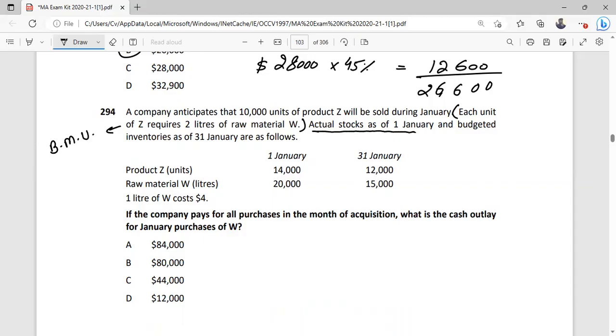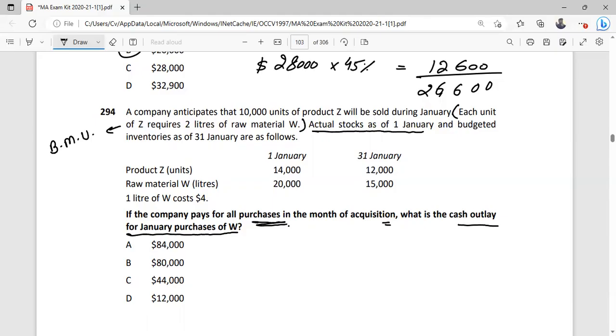Actual stock as of 1st January and budgeted inventory as of 31st are as follows. If the company pays for all purchases in the month of acquisition, what is the cash outlay for January purchases of W? Cash outlay means cash payment. First of all, we will calculate purchases.